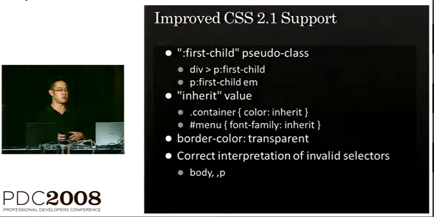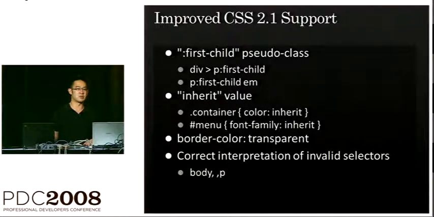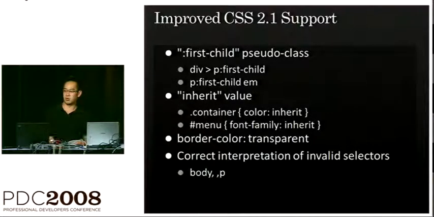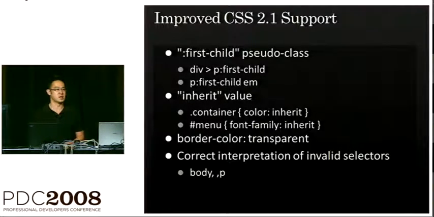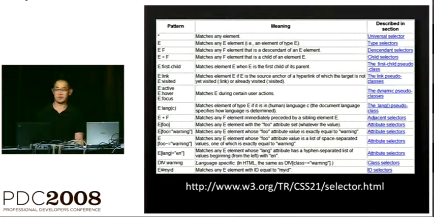So different browsers will parse things in a different way, and you may leverage invalid selectors to get the right behavior. Now we'll parse a selector such as body, comma, comma, p. We'll throw that entire rule out, which is the correct behavior according to spec, as opposed to rationalizing it in some other way. So in a nutshell, this is from the CSS 2.1 page.